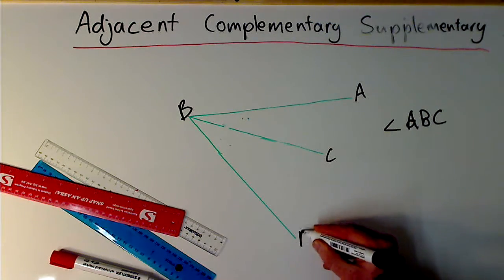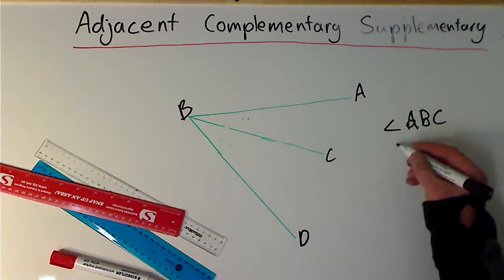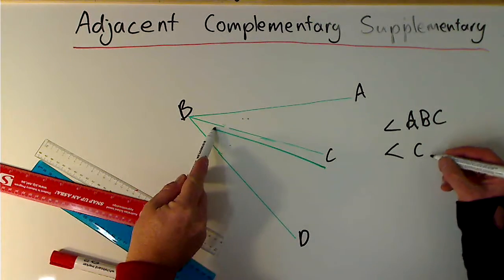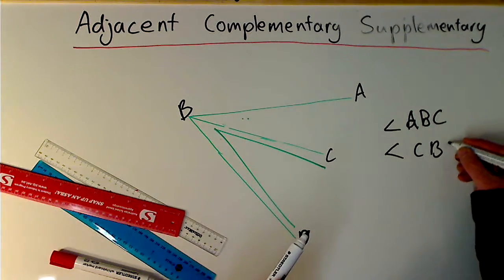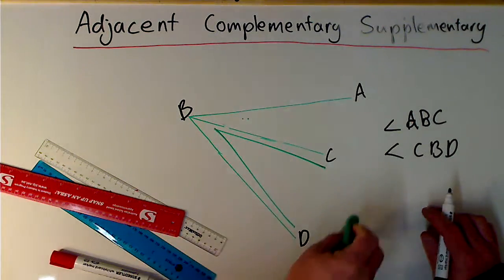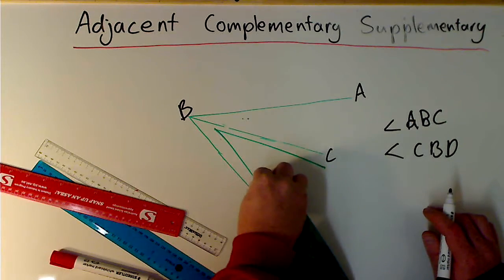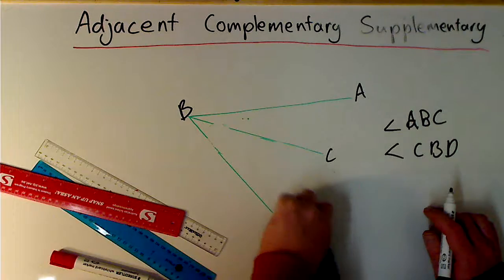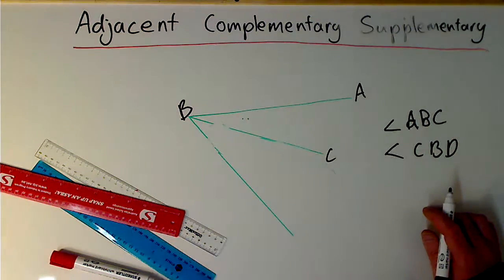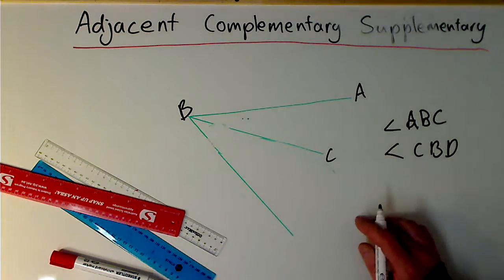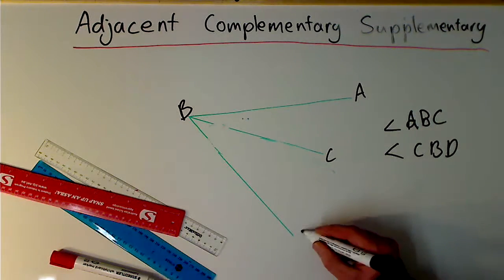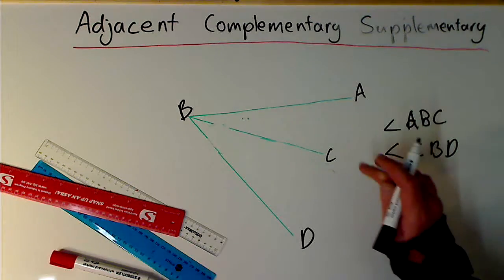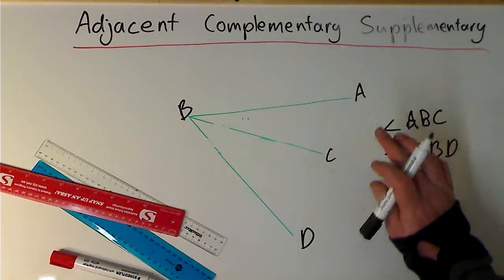If I make a D here, then I've got the angle at the bottom, C, B, D. So angle A, B, C and angle C, B, D. These are two adjacent angles, and they're adjacent because they share the line B, C.